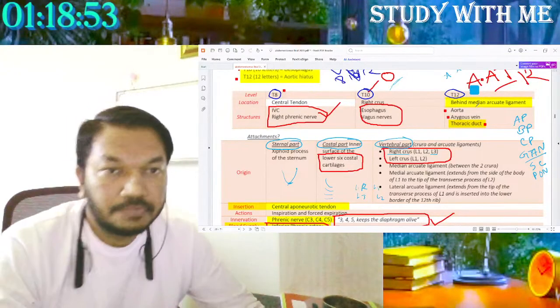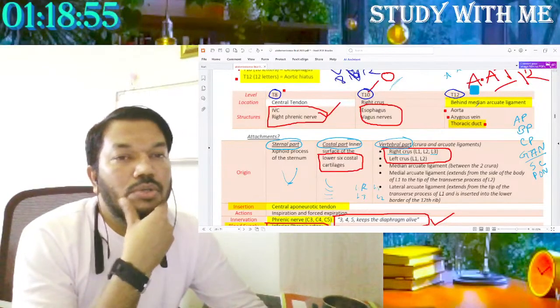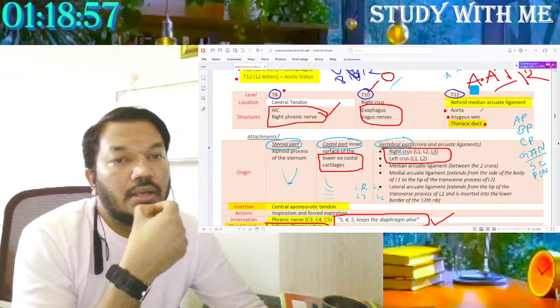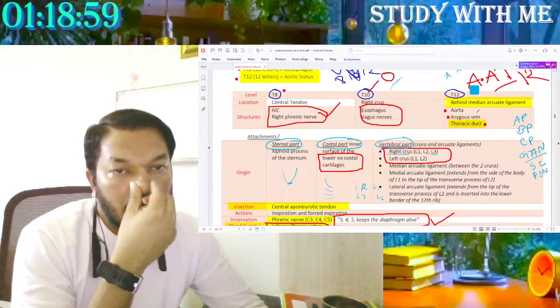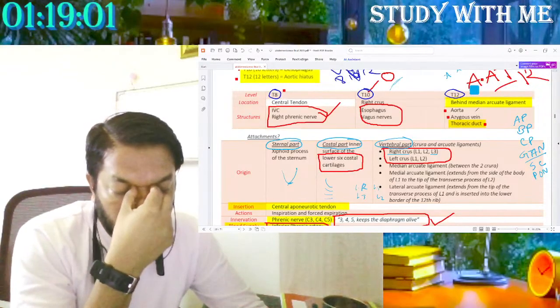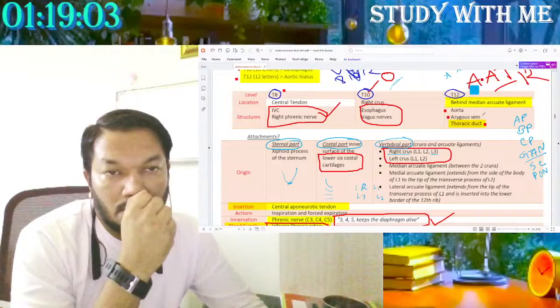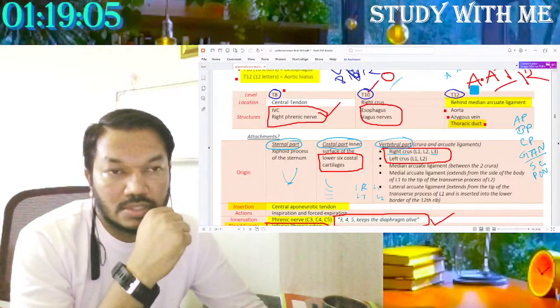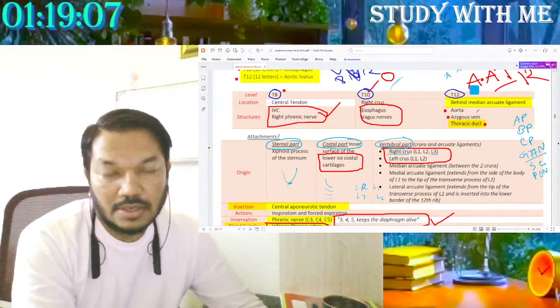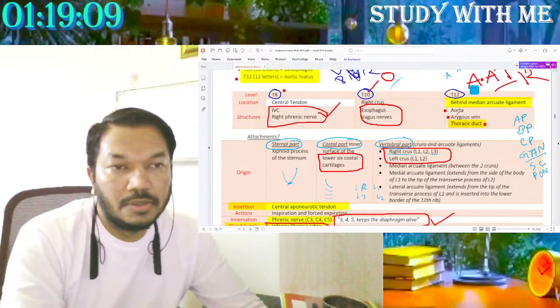And T12 is the opening for the aorta. And there will be the azygous vein and the thoracic duct. This all you have to remember.